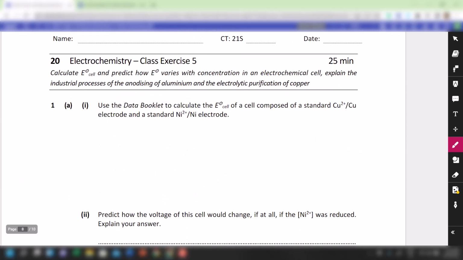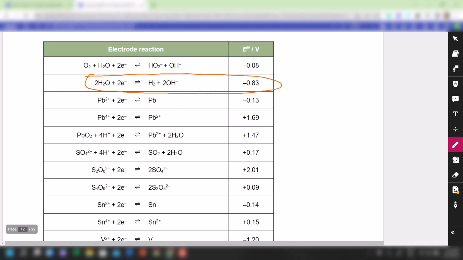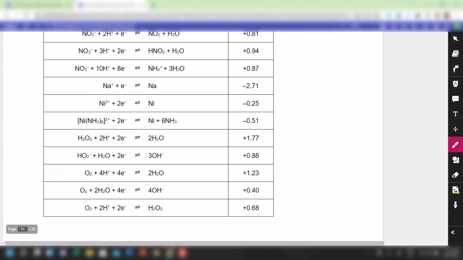We'll move on to in-class exercise 5. For question 1, we are to use the data booklet to calculate the E cell of a cell composed of the standard copper 2 copper and the standard nickel 2 nickel. I'm just going to show you where to find the information.